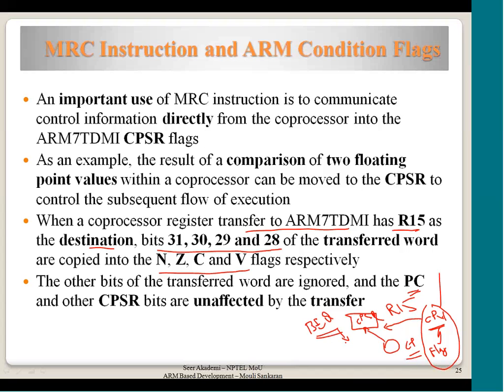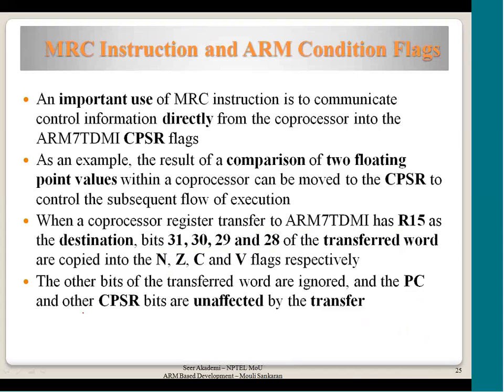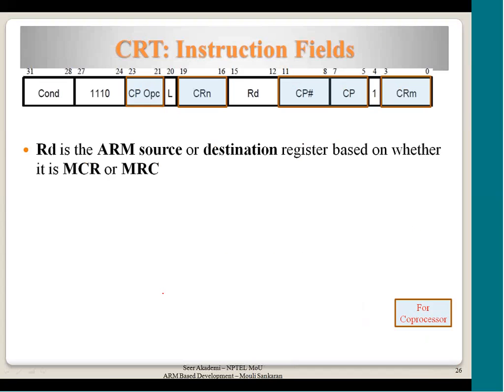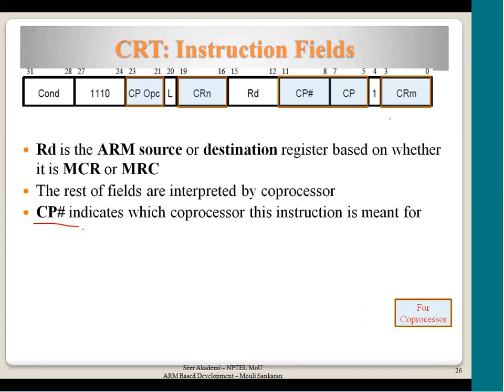So you have to execute ARM in sync with the coprocessor instructions. So there is a provision provided by the ARM to perform this job, okay. What are the instruction fields, I explained to you already: destination register based on whether MCR or MRC, the rest of the fields are interpreted by the coprocessor, CP indicates the coprocessor ID.